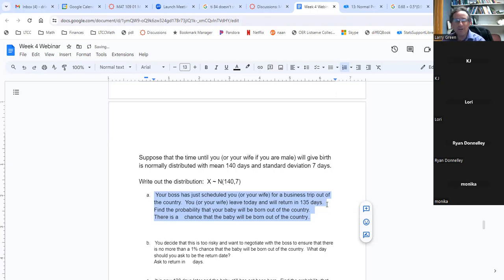Well, let's find out. Let's find the probability that your baby will be born out of the country. It's a long trip, but maybe you're making a lot of money. It's an important job for you. And if you're going to be able to come back and have your baby in America, then that's fine. Does that make sense? So let's find the probability that your baby's going to be born out of the country.